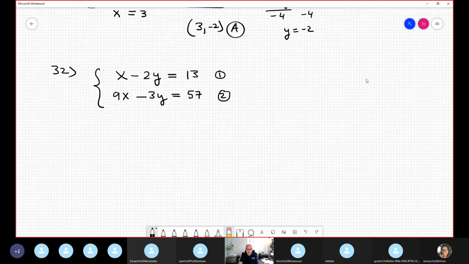Well, one possibility is multiply the equation 1 by -9. Because we have -9 and +9. Okay, this is one possibility. One possibility is multiply this equation by -9.